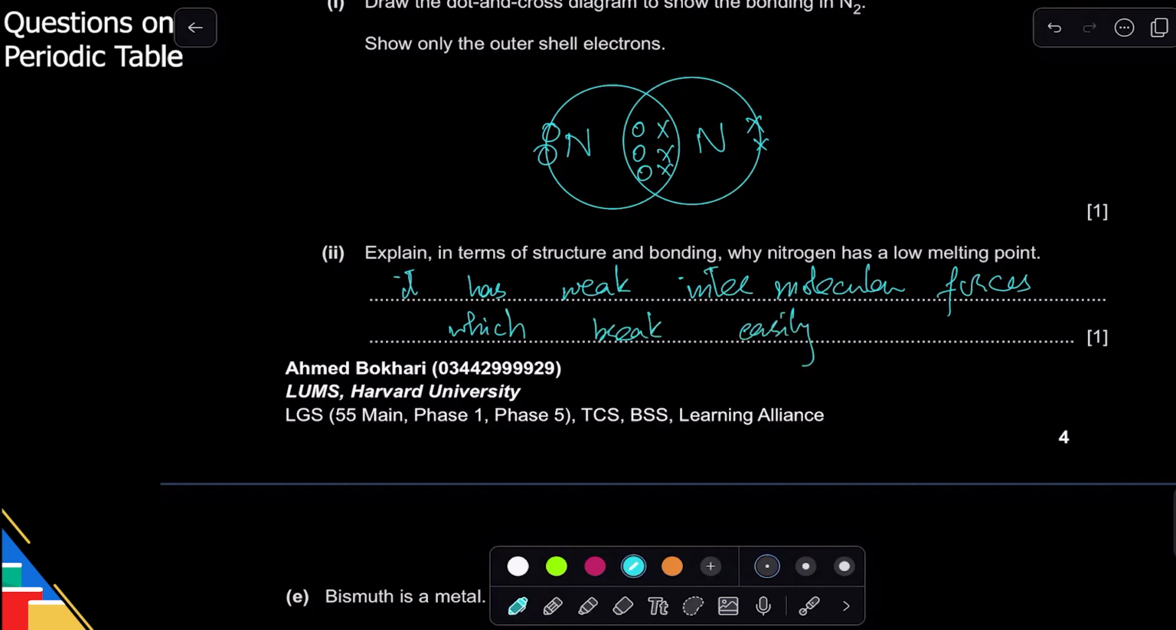This is confirming 2 things. One, it is telling us what kind of bonding it has, and second, it's telling us that the structure is molecular. So दोनों answer इसी word के अंदर है, and that is what you should be able to identify.